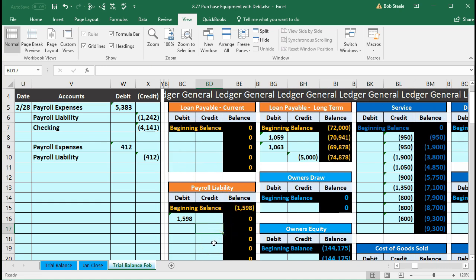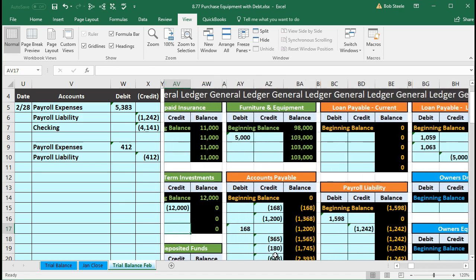BD17. We're going to say equals and pick up that 1,242. Let's do that now. We're saying equals, picking up that 1,242, and enter. So there's the 1,242 in the payroll liability.